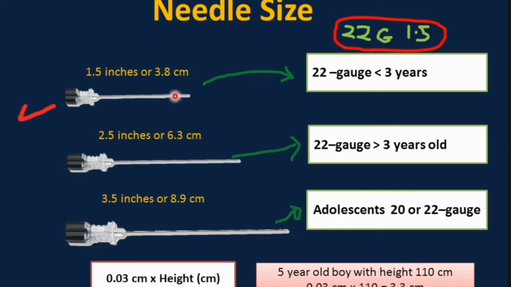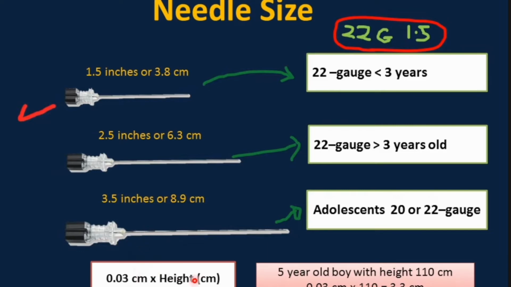The most common size we use in pediatrics, in infants and in children less than 3 years old, is gauge 22 or 1.5 inches. In older children more than 3 years old, we use a longer needle with the same gauge 22 with 2.5 inch. In adolescents and bigger sized children, you will use a longer needle at 3.5 inch. The gauge is either 20 or 22, which is wider than 22. Of course, we have to choose between the narrower and wider, and the narrower is better because it will decrease the chance or the risk of CSF leakage.